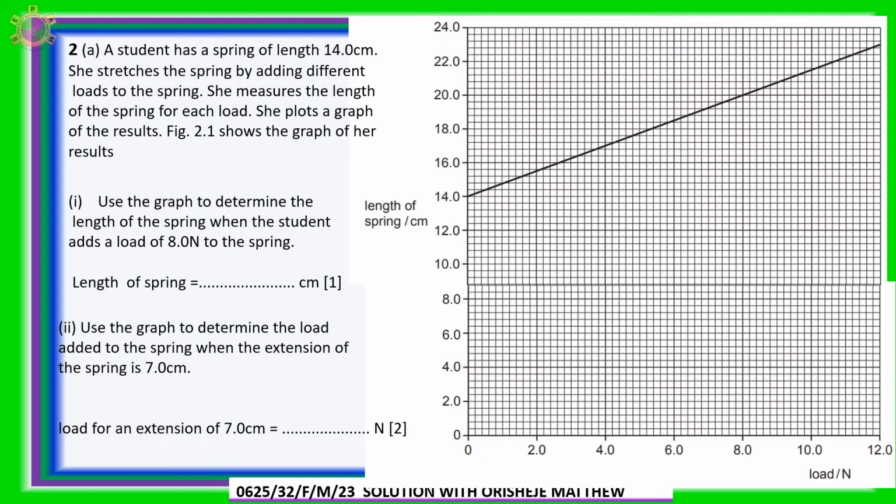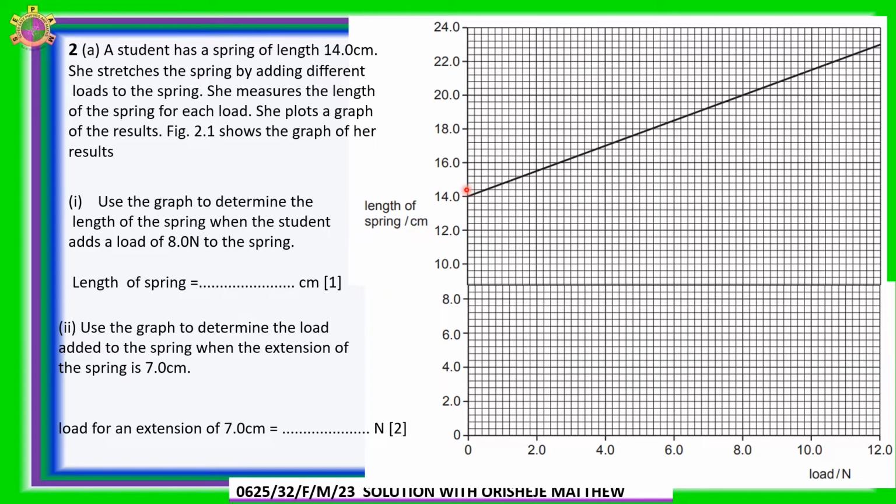A student has a spring of length 14 cm. So we have the initial length of the spring, 14 cm. Then she stretches the spring by adding different loads to the spring. She measures the length of the spring for each load. She plots a graph of her results. Figure 2.1 shows the graph of her results. So that is the result, the graph on the right hand side.